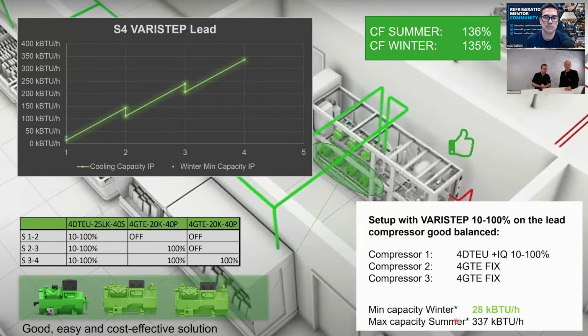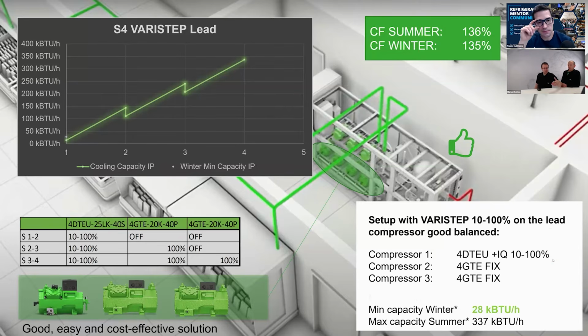In this example, it is not the most perfect example, but it's the easiest execution with 3 compressors. So 10 to 100% with a 4 DTEU, or you can also use a DTE. The DTEU is the LSPM configuration for a little bit higher efficiency. And then you can gear up with the GTEs easily, and you don't have any areas of no coverage. It is perfectly running by only having 3 compressors installed.